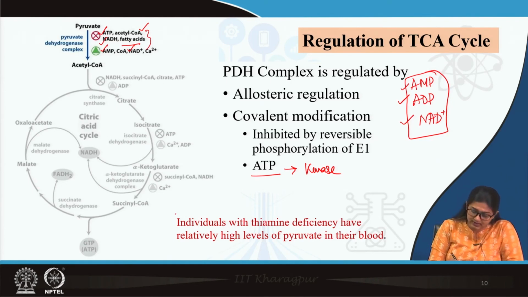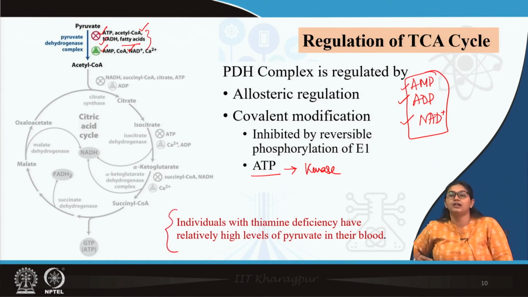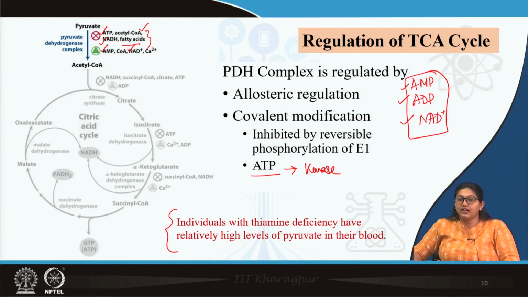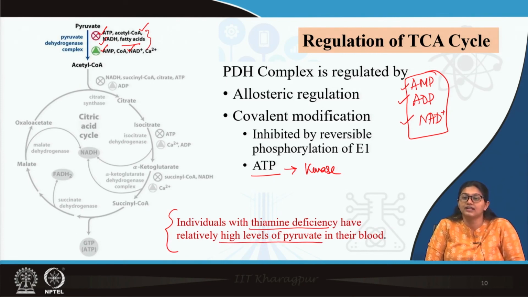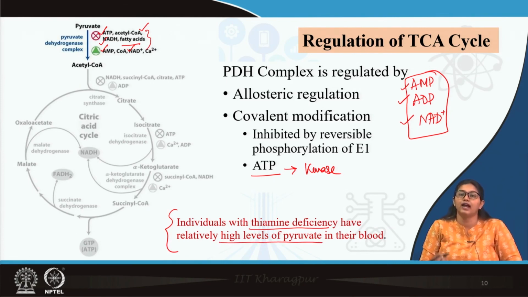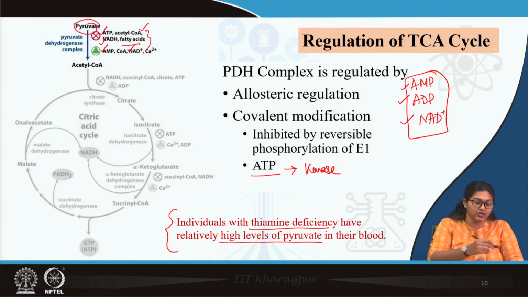Now, this is one important point. I have told that vitamin deficiency manifests as TCA cycle deficiency. Also, thiamine deficiency gives rise to a high level of pyruvate in blood, because in absence of thiamine, pyruvate dehydrogenase complex is inhibited. So the substrate here accumulates.